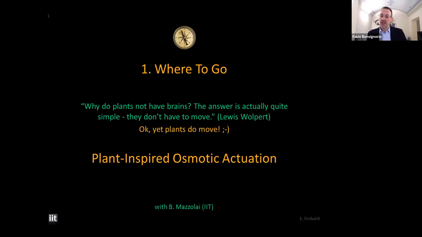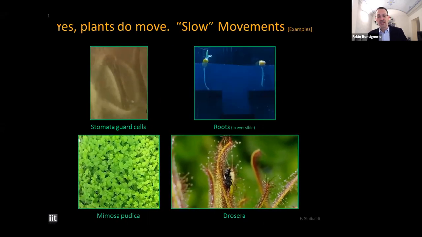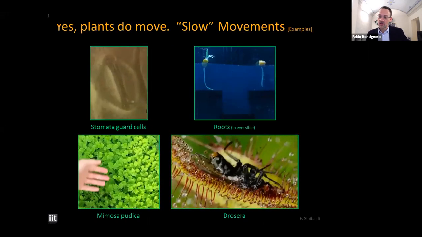Why do plants not have brains? The answer is actually quite simple: they don't have to move, by walking. Fine, but plants do move, and that's the story of plant-inspired osmotic actuation. And indeed, plants are capable of amazing movement.